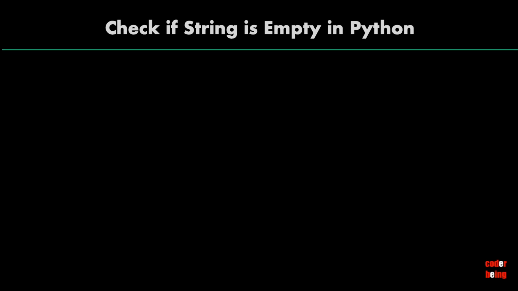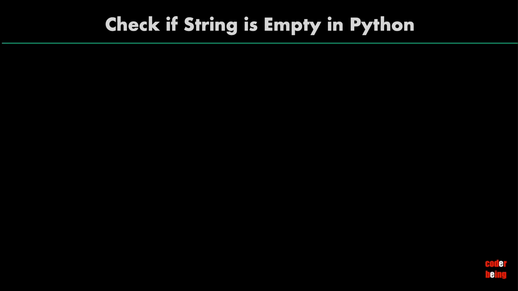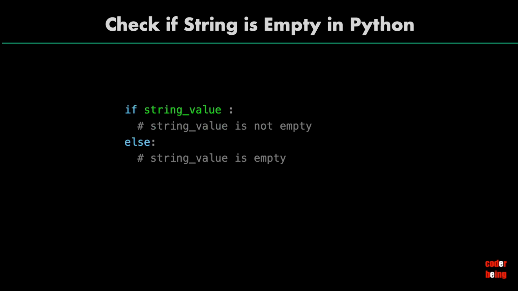How to check if string value is empty in Python. The first approach is to use the given string value as a condition. In an if-else statement, the string value can evaluate to a Boolean value. Empty string evaluates to false.